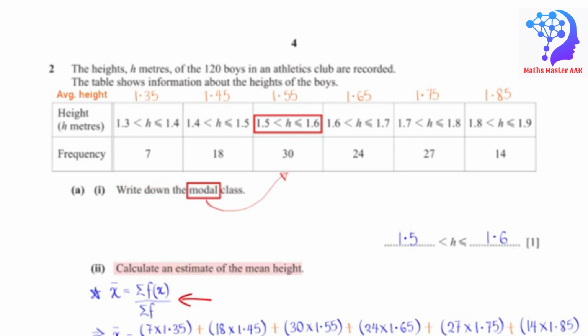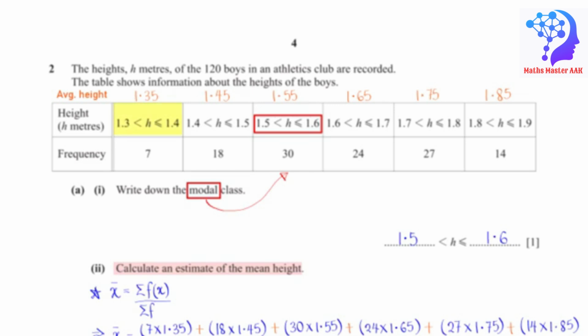Calculate an estimate of the mean height. The mean is equal to sigma f x divided by sigma f. In this case, sigma f x represents the total sum of the heights of all the 120 boys, and sigma f represents the total number of boys.